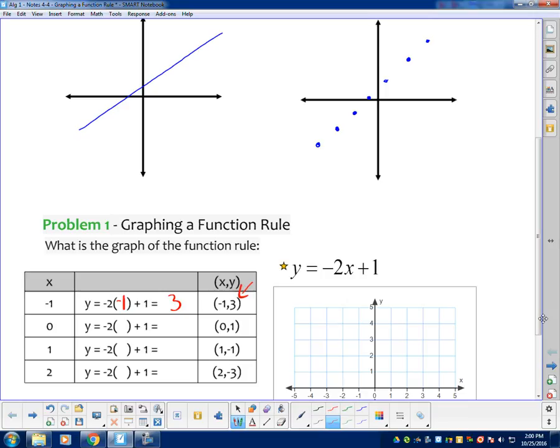What happens if I plug in a 0 here? What do you get when you plug in 0? 0? Yep, this is 0, and then I have to add 1 to it. So it's 1. Okay. What happens if I plug in 1 here? Yep, which is negative 2. Negative 2 plus 1 is negative 1. What do you notice is happening? Do you see a pattern? 3, 1, negative 1? Yes. Negative 3. Good. Because this is a linear function, there should be some kind of pattern there. A common difference in the y coordinate.